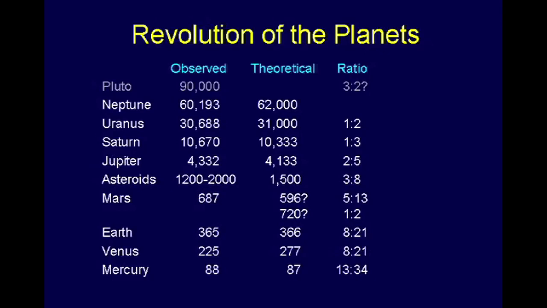And you say, Pluto is too, but in an inverse way, because it's 90,000 miles against Neptune's 60,000, so that's a 3-2 thing. But I want to stay out of that for some other reasons. Pluto is a whole other issue.